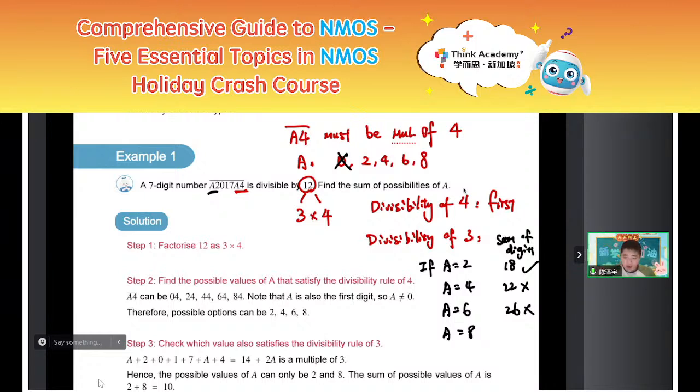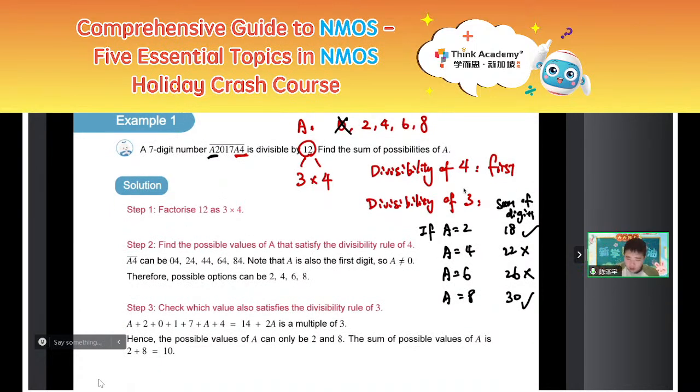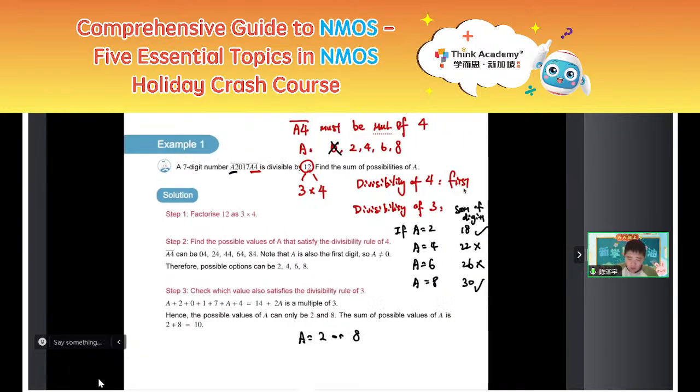And then finally, if A equals 8, we will get 30, which is once again a multiple of 3. So that means if A equals 2 or 8, the conditions are satisfied. 2 and 8 are our answers, but it's looking for the sum. So our answer will be 2 plus 8, that's 10.